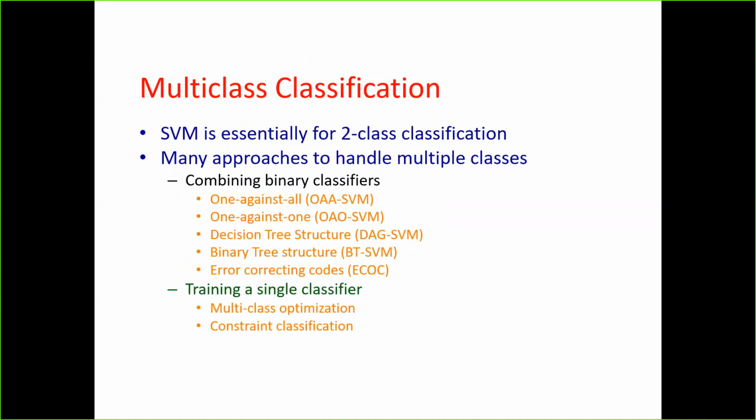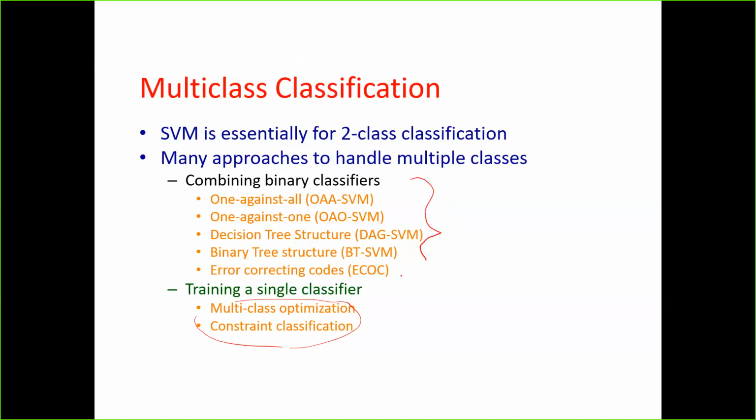But SVM is essentially for the 2-class classification problem. So there are many approaches to handle multiple classes using binary SVMs. One possibility is combining multiple binary classifiers. All these are different ways to combine the multiple binary classifiers. Or there is another way, training a single classifier using multi-class optimization or constraint classification. It is slightly difficult for you to understand this at this stage, so we'll be focusing on combining multiple binary classifiers.